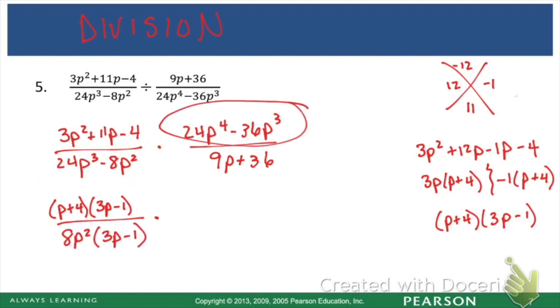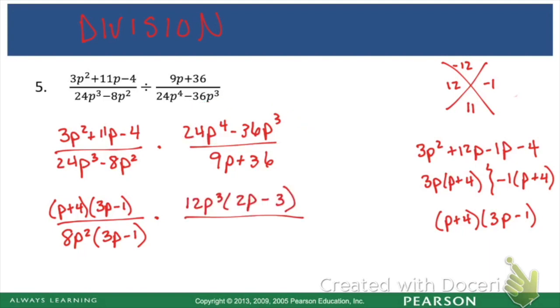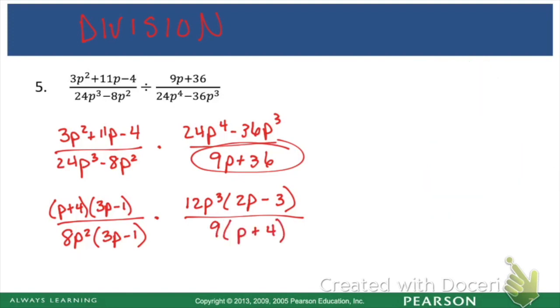This next numerator also has a GCF. Maybe some of you are thinking 3 or 4 or 6. Go big. 12. Let's do 12. P cubed is my GCF, so let's take that out. And the second denominator, once again, go big. Don't pick 3. Go big or go home. 9 is your GCF.